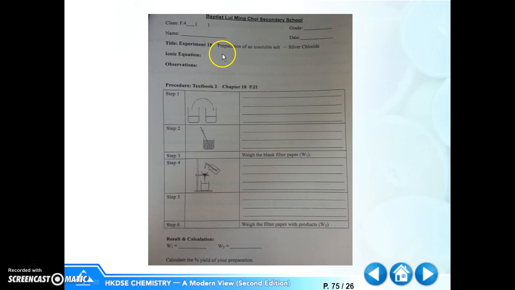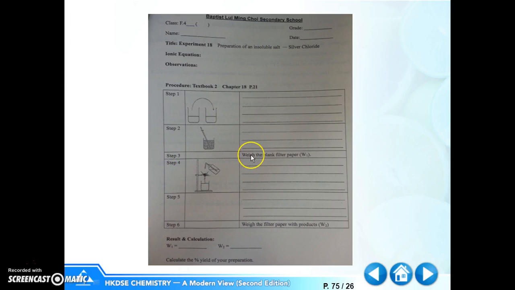So this time you are going to produce silver chloride, which is an insoluble salt. So please fill in the blanks here with what you are going to do. Try to learn how to write the procedures. This is a very common question in the public exam. Okay. So also you need to draw the diagram here, step 5, in order to help you to know what you are going to do during the experiment.